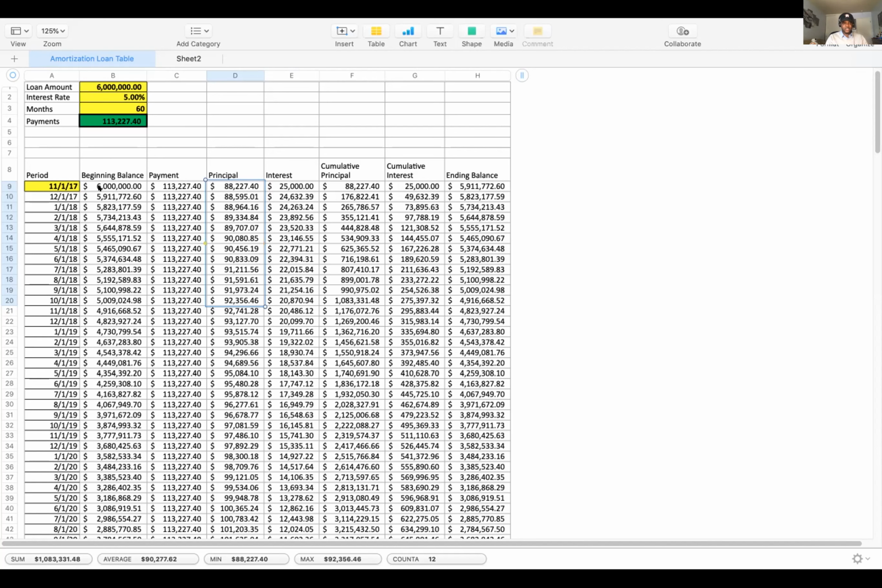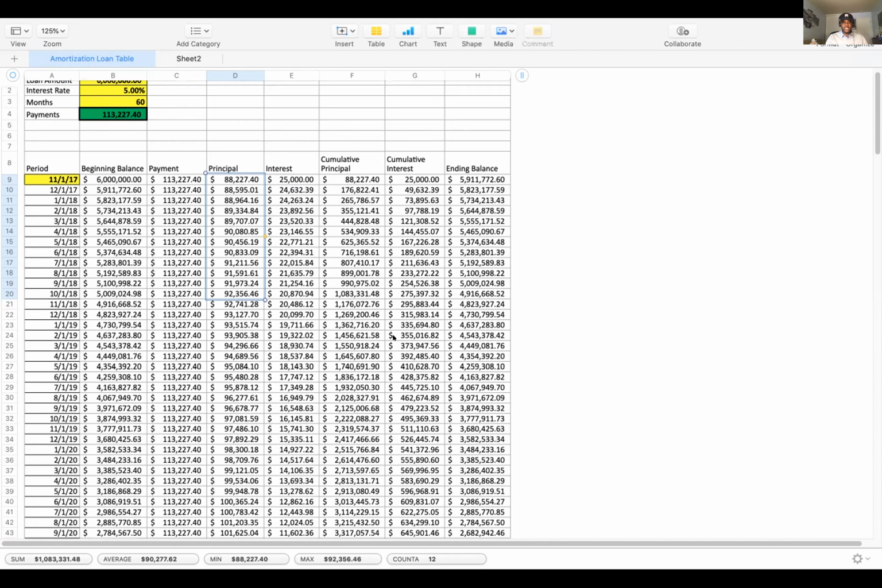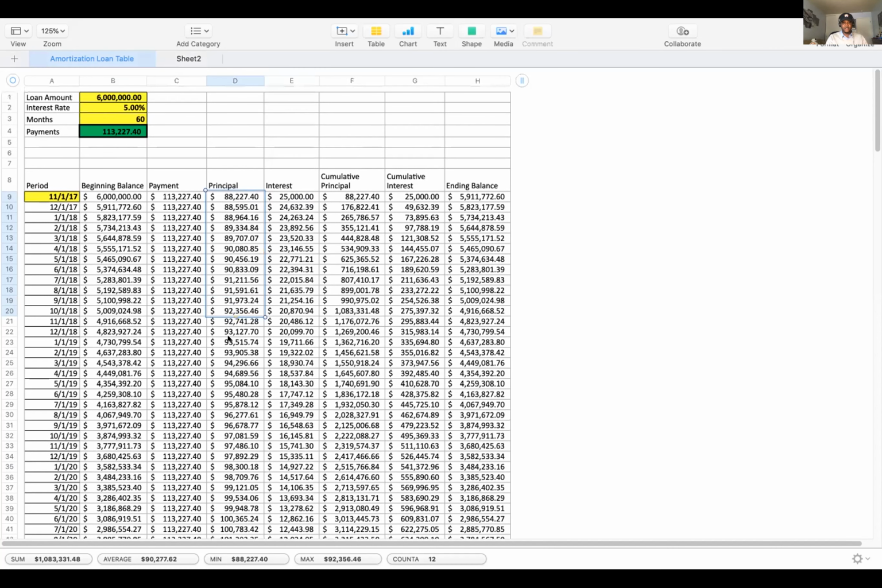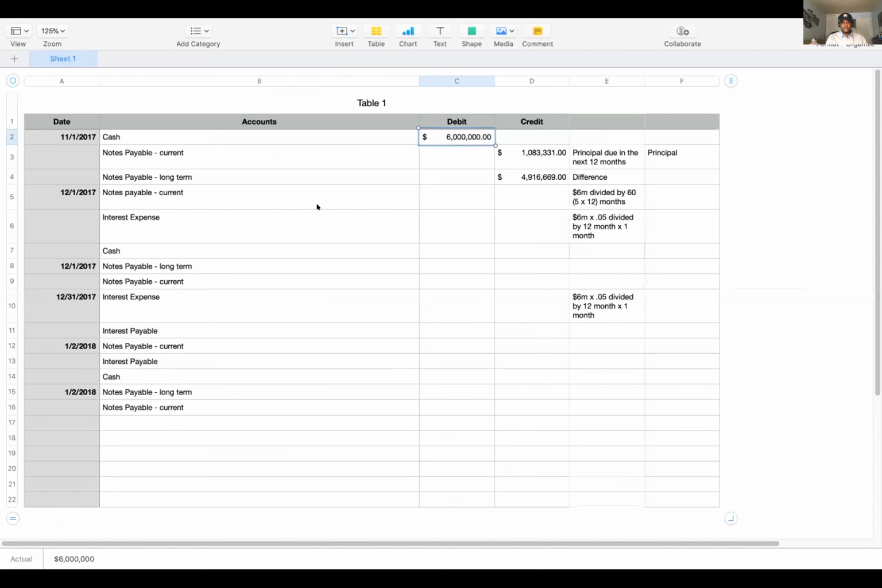And so how it really works is we have these ugly numbers right here. But the ugly numbers don't really matter because the journal entry is going to be the same. The same one that we were doing when we did the simple method. The journal entries are still the same, right? We just have different numbers.